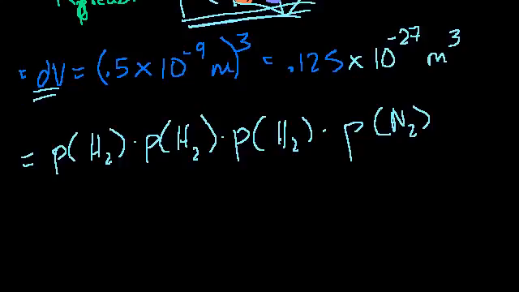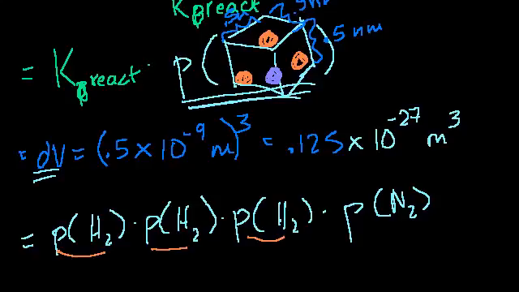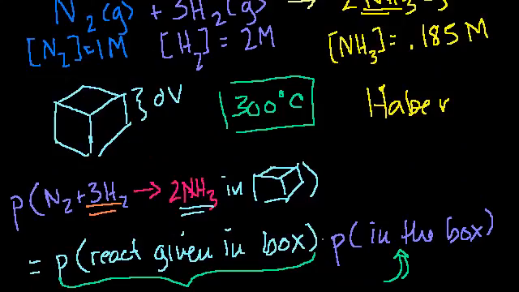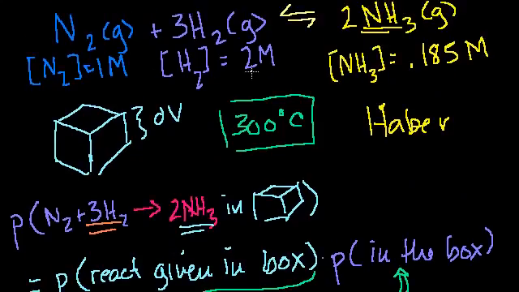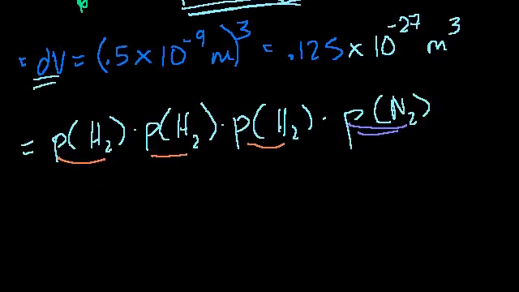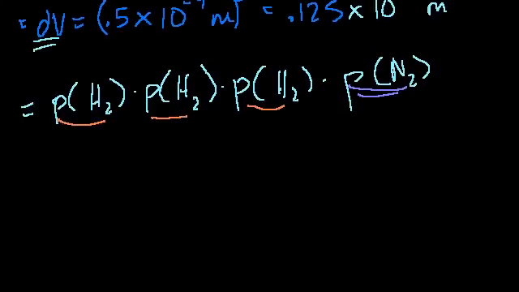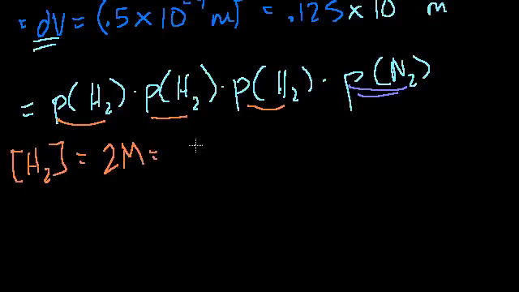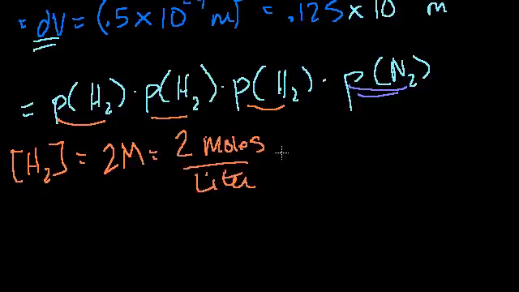I'll do the nitrogen in a different color just to ease. Oh, I should have done these in the orange, because those are the color of the molecules up there, and I'll do this one in purple. What's the probability of having hydrogen in the box? Well, we know hydrogen's concentration at equilibrium is 2 molar, which is 2 moles per liter, which is equal to 2 times 6 times 10 to the 23rd power. That's moles, which is just a number, divided by liters.